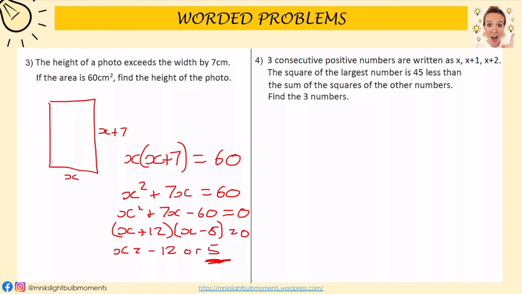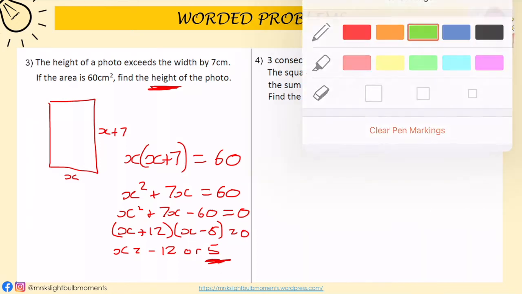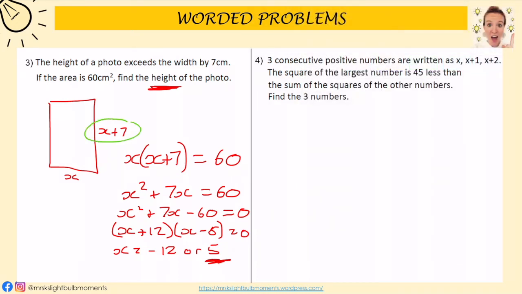5 is not our final answer. Well done if you spotted it. Can you see what we need to do now? Yeah, it wants the height. Okay, that's just caught me out there. We found the width, haven't we, which is our x. The height was x plus 7. So our height, x plus 7, 5 plus 7 is actually 12 centimetres. Okay, always read back at the question and just check you've done the answer. Right, you carry on with the second one now.